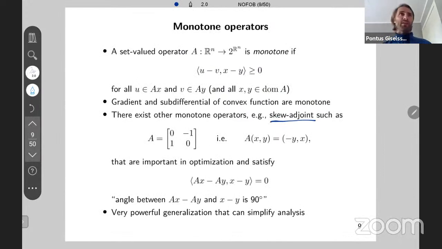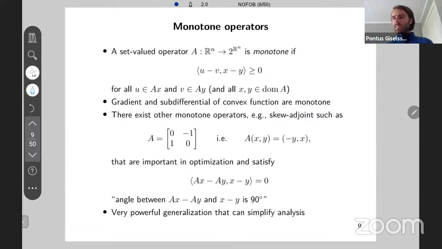Yeah, so that's another operator that is important. One example is this operator that is 0 on the diagonals and 1 and minus 1 on the off diagonals. So it's essentially, when we apply it to x comma y, we flip the order and flip the sign of one of them. So we get minus y comma x.